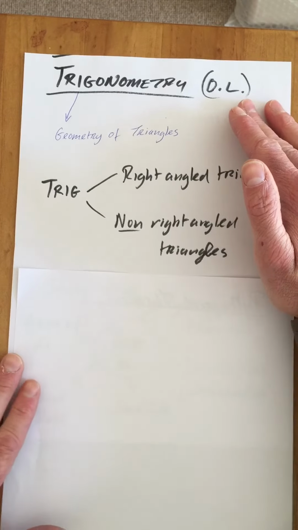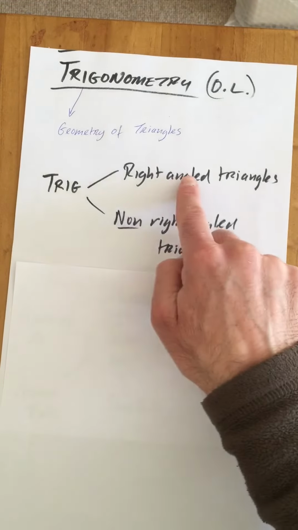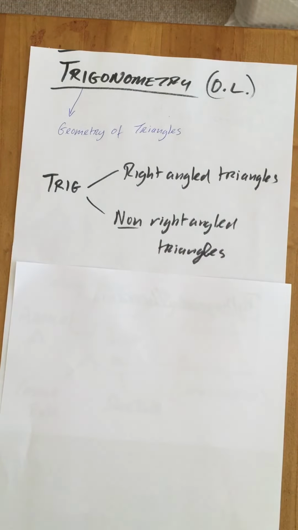In your course for Leaving Cert, you can break the course into two sections. There's trigonometry, or sometimes called trig, for right-angled triangles. This is concerning triangles that have a 90-degree angle, a right angle in them. And then there's trigonometry for non-right angled triangles. And as you've guessed, this is triangles that don't have a right angle. And all in all, you learn how to deal with the two types of triangles and how to work out maybe missing sides or angles.